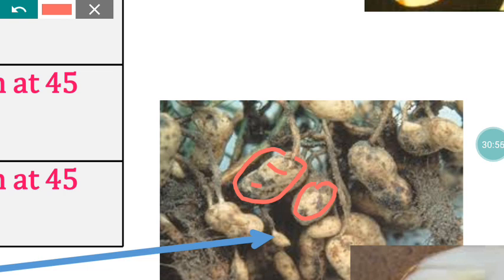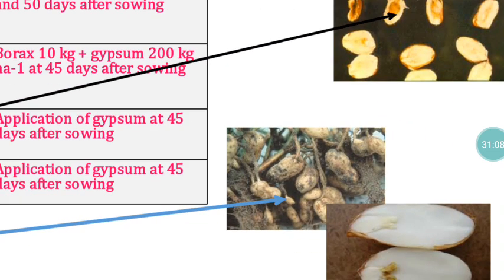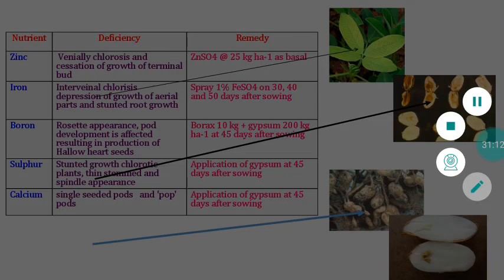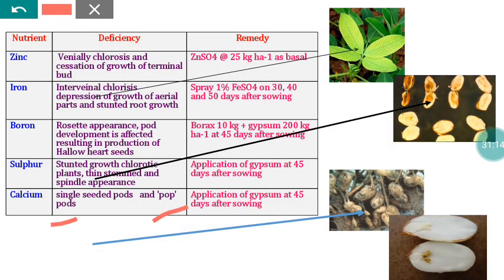Other than that, the pops, meaning pods without any kernel inside, have a watery nature. So calcium deficiency causes some problems with fertilization. That leads to the occurrence of pops, a deficiency caused by calcium. All this we can overcome by applying gypsum.